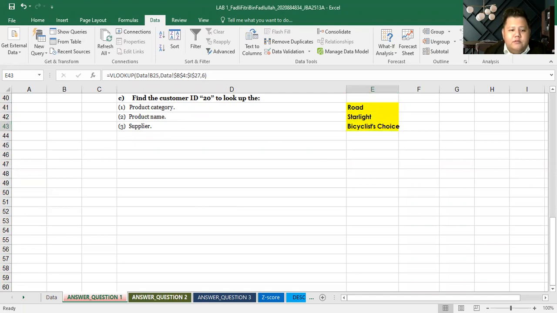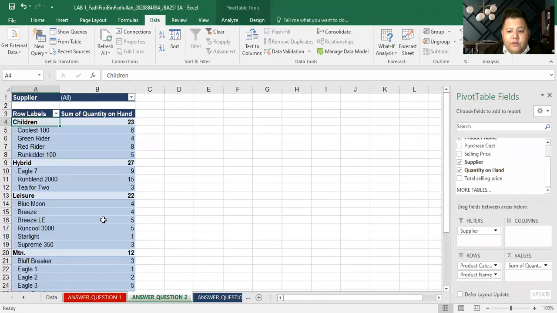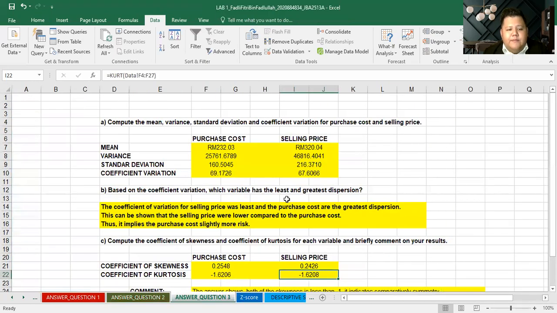Next for question 2, for the pivot table, I use supplier as a filter, and at the rows I include the product category and product name, while for the values I took here the sum of quantity on hand. So next we go to question 3.